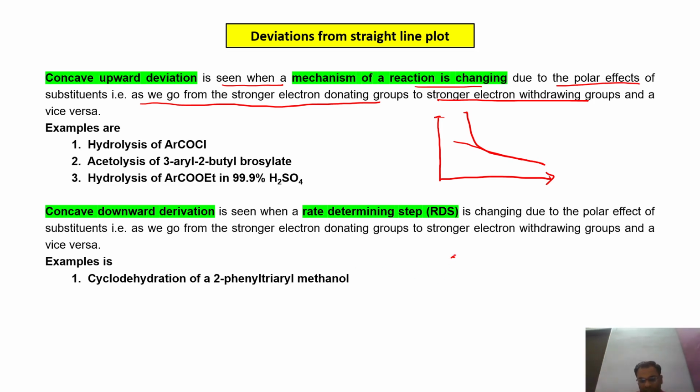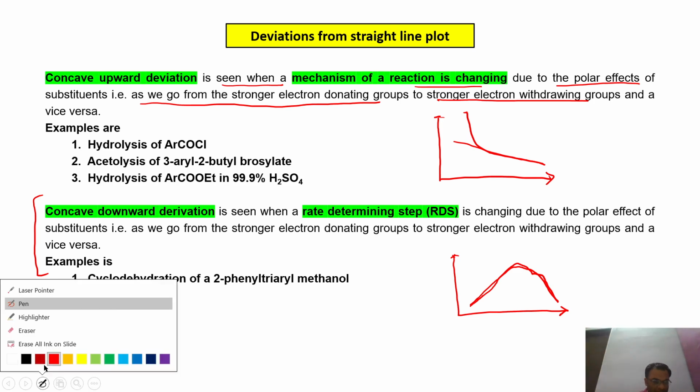Now, in some cases, we have a concave downward deviation. Whenever there is a change in the rate determining step, we have a concave downward deviation. This is your straight line, and there will be a deviation in this way. This deviation is a concave downward deviation.